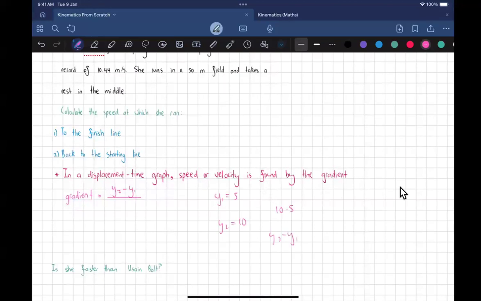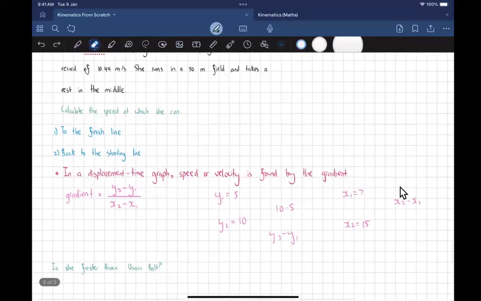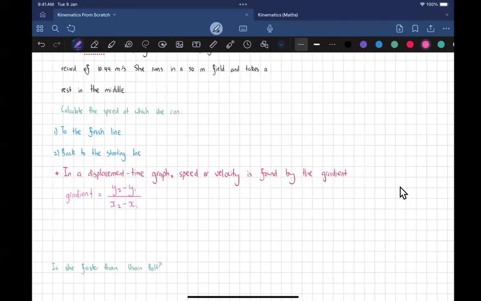Okay, if I say that x1 is 7 and x2 is 15, how would I find the difference? x2 minus x1. Right, see what I mean? It's the same thing, just x. Because it's y2, x2, y1, x1. So gradient is just the change in y over the change in x. When you find y2 minus y1, you're finding how much it changed by. Do you confidently understand that? Yeah. All right.